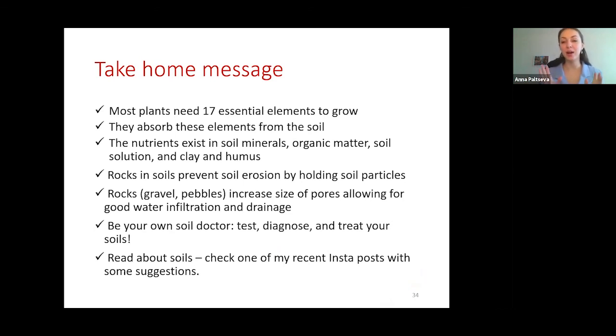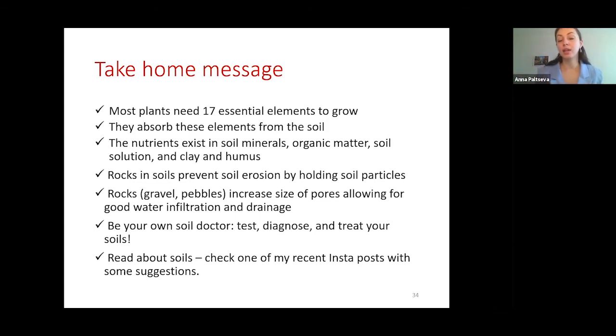There are about 17 essential elements that plants need. Most of these elements are coming from rocks and minerals. Plants absorb them from the soil, but for these rocks and minerals to become available, they need to be broken down and then dissolved to ionic form so plants can take them up, unless fungi help deliver them.